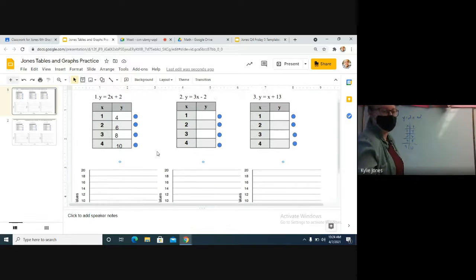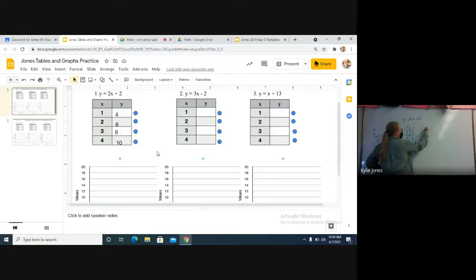Good. So we have to use our x's and our y's. So remember, an ordered pair goes x and then y. We have an x value of 1, a y value of 4. So we plot our first point at 1, 4. What about this one? That one would be 2, 6. Over 2, up 6. What about the next one? 3, 8. Over 3, up 8. And our last one? Over 4, up 10.